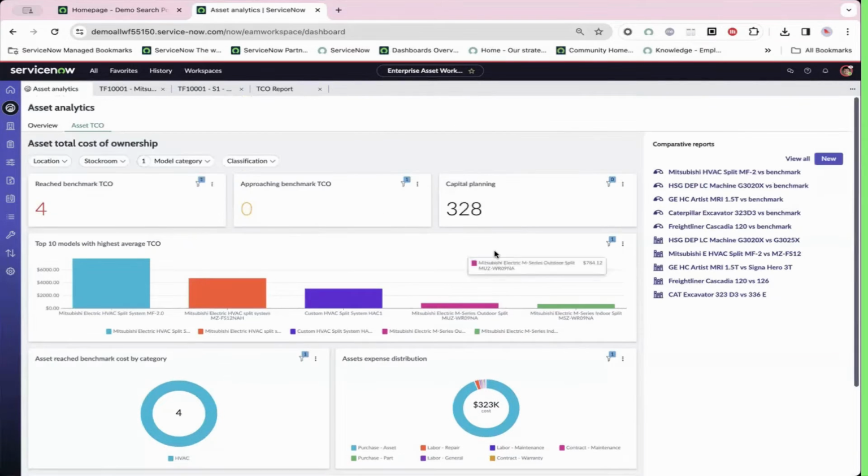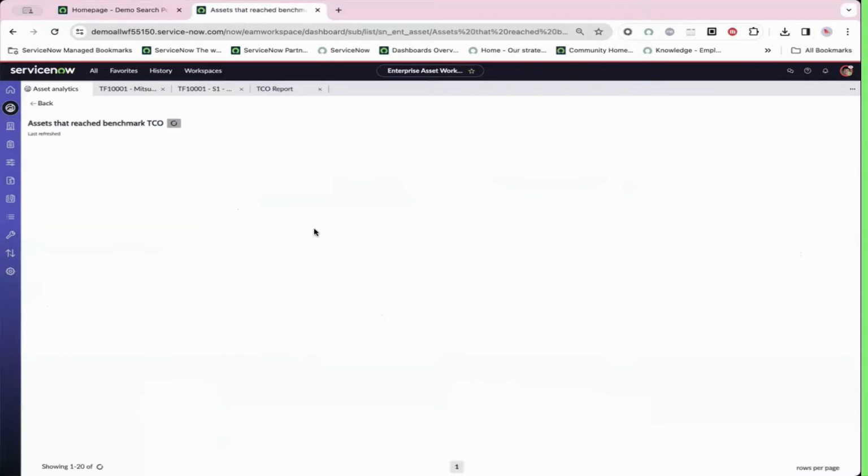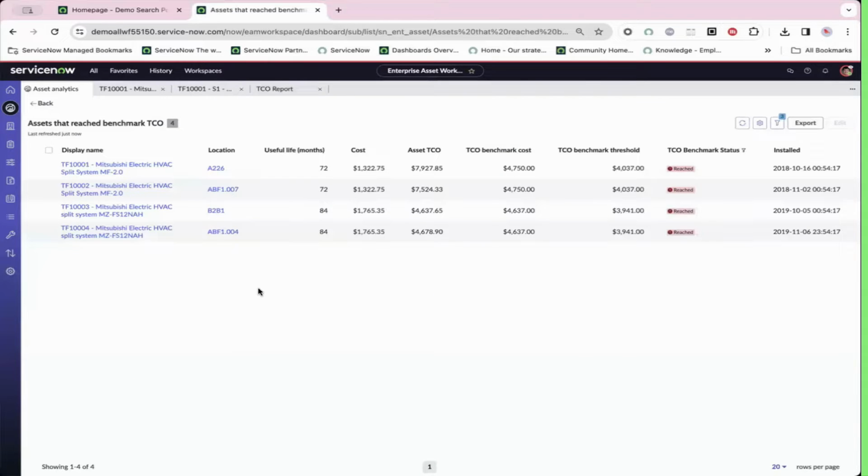Okay, as we scroll up, we're able to see the comparative reports that I will pull up shortly, but this gives you the comparison between what the older model will cost you versus the newer model. And what does that look like in terms of the benchmark TCO? Where does that fall?